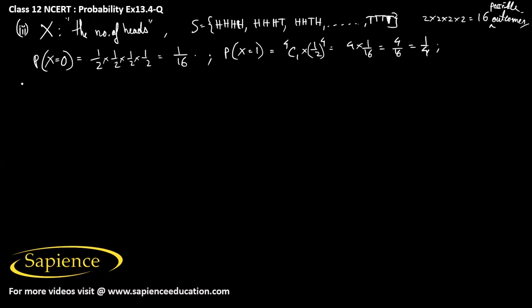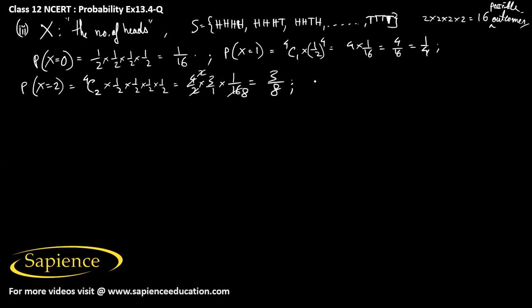Then P of x equal to 2 means the probability of getting 2 heads. So 4C2, since out of these 4 tosses we can get any 2 as heads, times 1 by 2 into 1 by 2 into 1 by 2 into 1 by 2. So 4C2 is 4 by 2 into 3 by 1, into 1 by 16. That would be 6 by 16, so that would be 3 by 8.